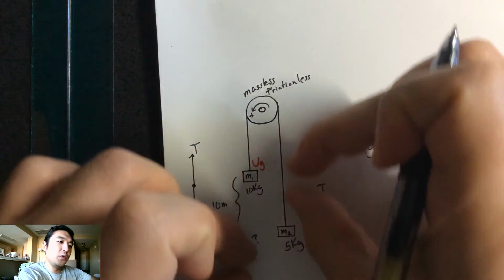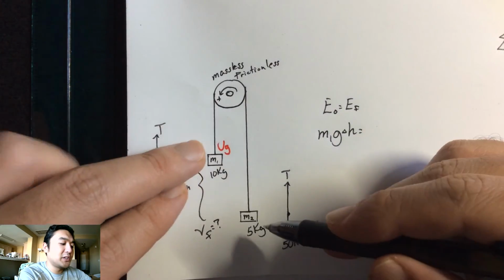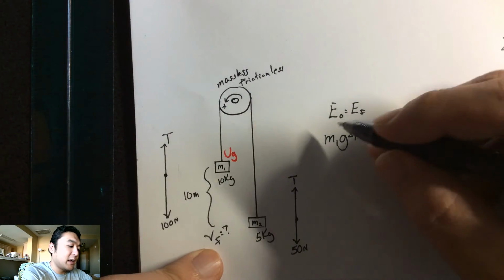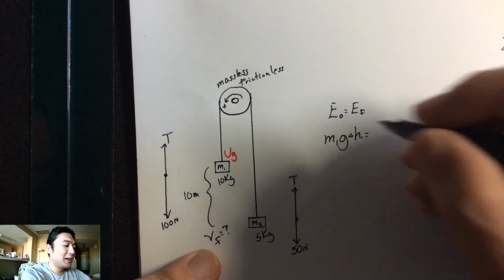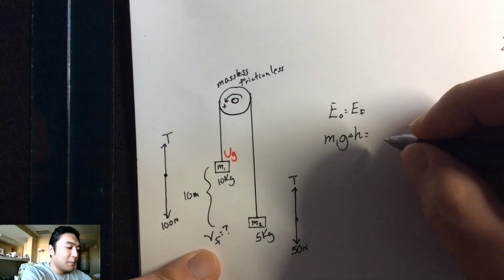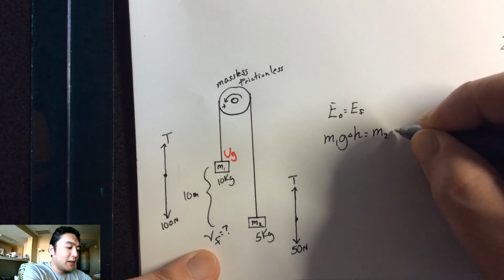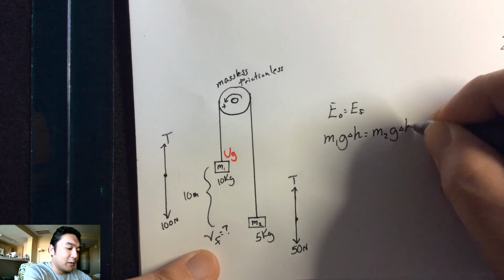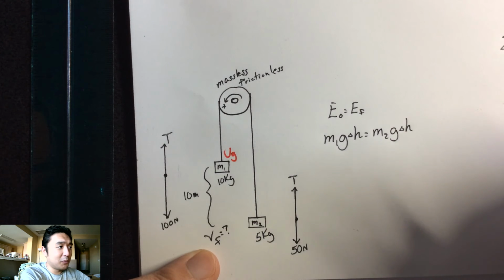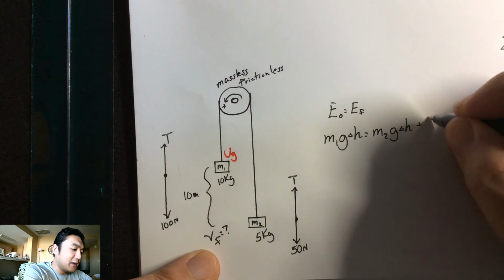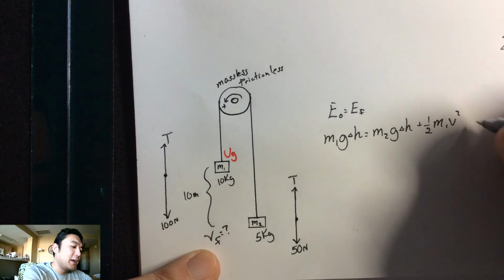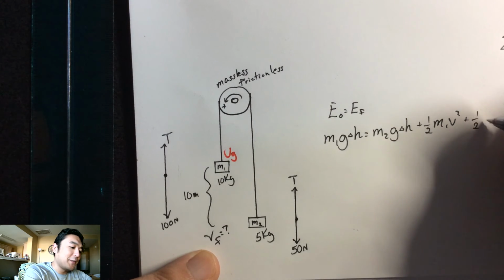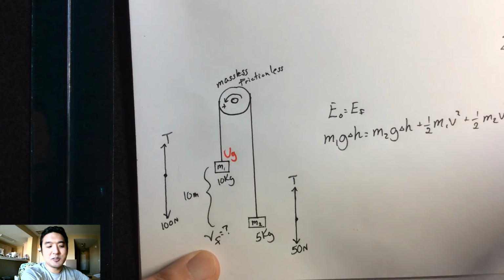After things have moved, after things have transitioned down and up, we're going to say that M1 no longer has any potential energy. It's going to be M g 0, so I'm not even going to write it. But we do know that M2 is going to have some rise in potential energy. It moves upwards. And then we're also going to add in some 1/2 M1 V squared because, hey, it's moving now. And then we're also going to add in some 1/2 M2 V squared because it's also moving. It's moving at the same speed.